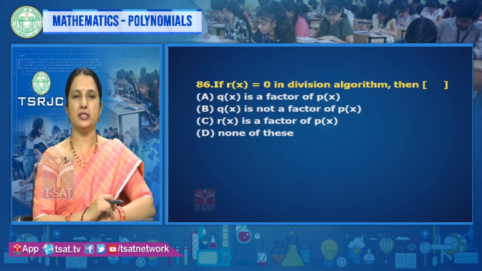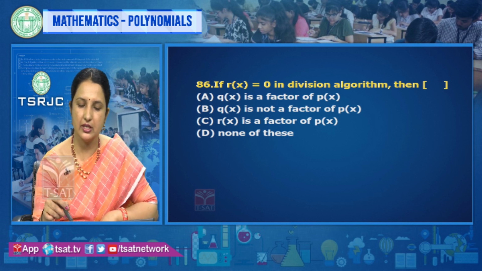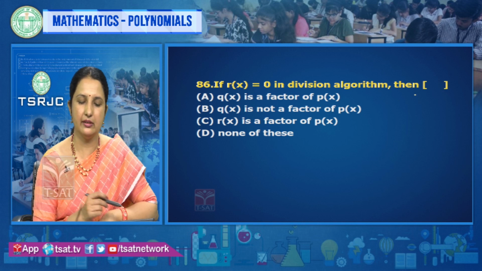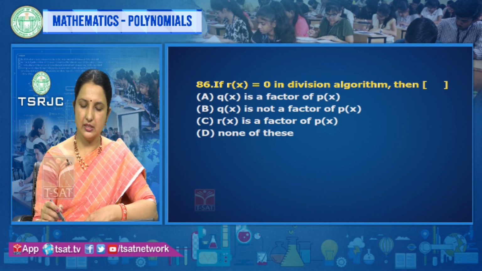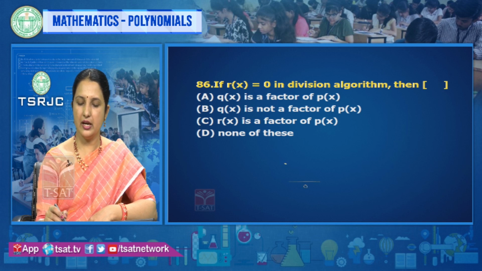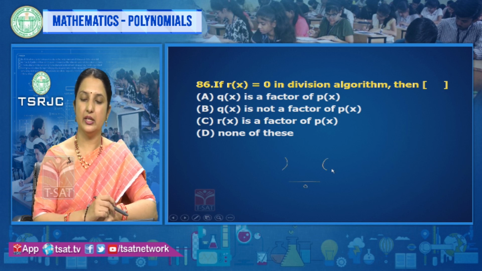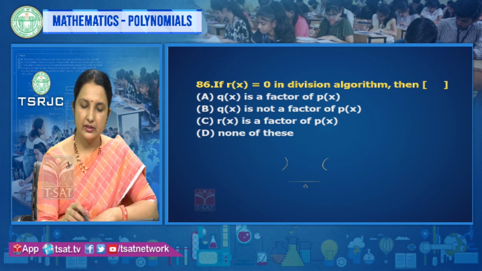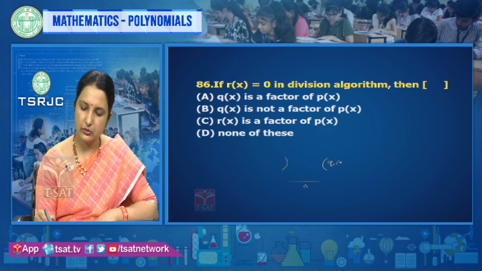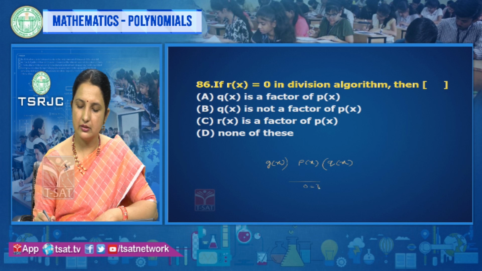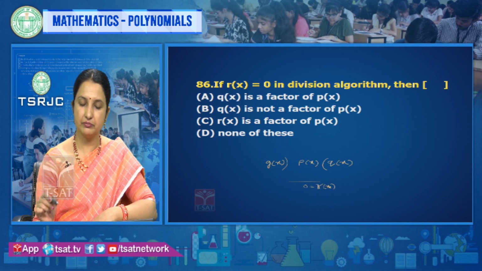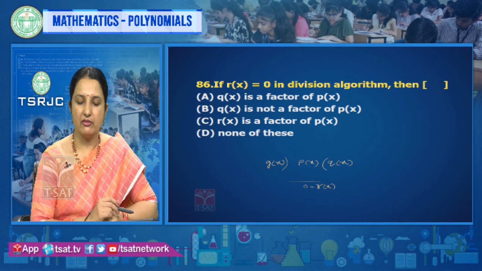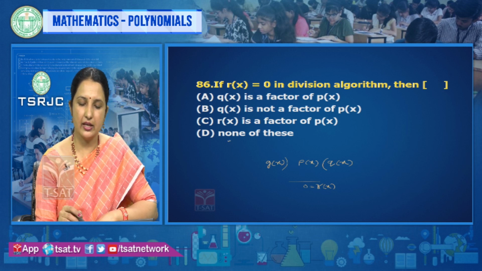Next, question number 86. If r of x equals 0 in the division algorithm, that means the remainder is becoming 0, then q of x is a factor of p of x. Here q of x, this is g of x and this is p of x. Here it is r of x, that means remainder is becoming 0. Q of x is not a factor of p of x. R of x is a factor of p of x.